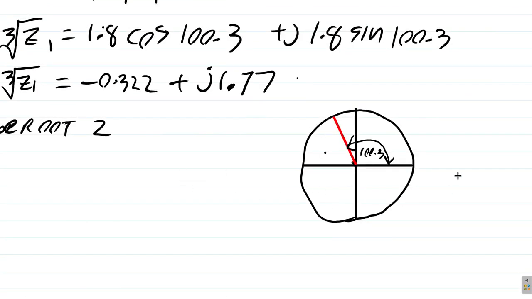You're going to divide 360 over 3, and you get, what is it? 3 times 12 is 36, so 120 degrees. Right? You see this? You're going to add it to 120 degrees, and then 120 degrees again. So for the second cube root, let's say it's about here.